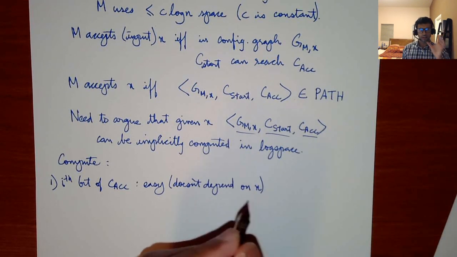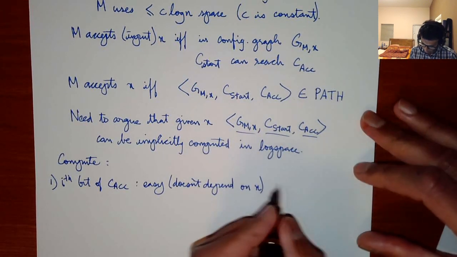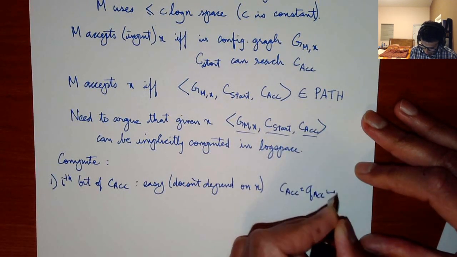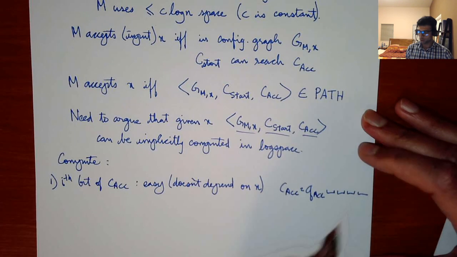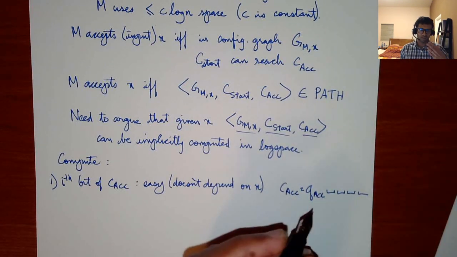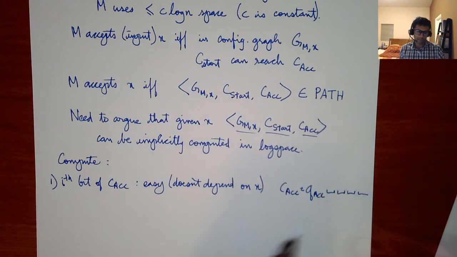Remember, we argued the accept state would simply be C accept is Q accept, blank, blank, blank, blank, so on and so forth. So any individual bit of this is just some function. I mean, it's just something we can explicitly write down. So this is easy.